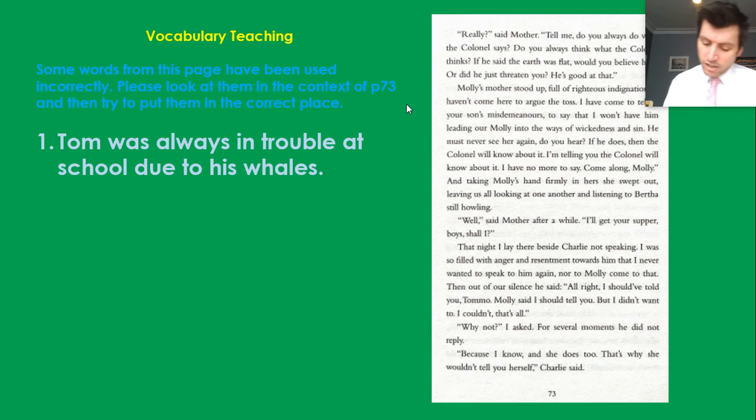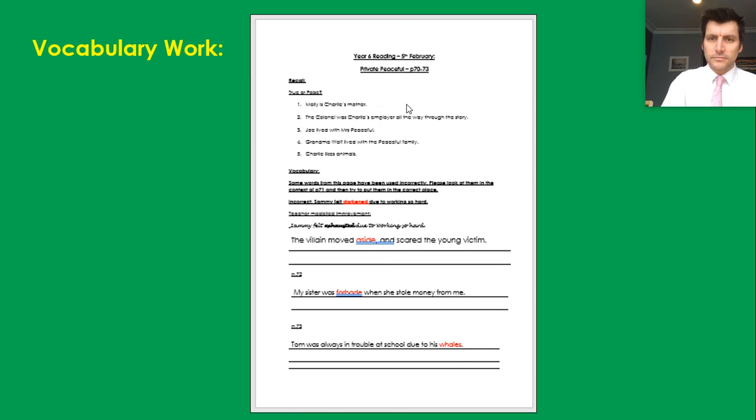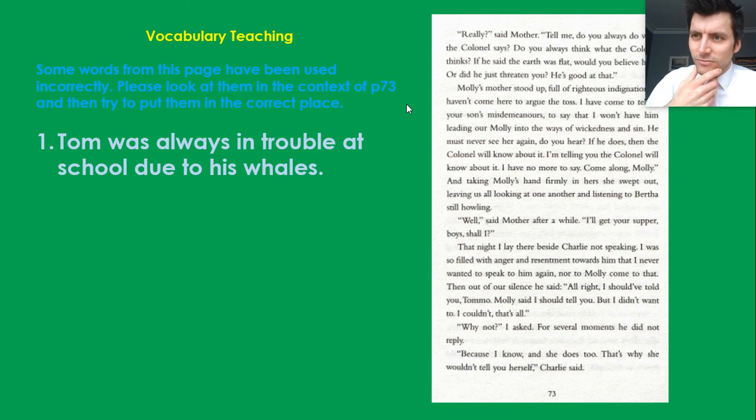That night, I lay there beside Charlie, not speaking. I was so filled with anger and resentment towards him that I never wanted to speak to him again, nor to Molly come to that. Then, out of the silence, he said, All right, I should have told you, Tomo. Molly said I should tell you. I didn't want to. I couldn't, that's all. Why not? I asked. For several moments, he did not reply. Because I know, and she does too. That's why she wouldn't tell you herself, Charlie said. What do you think she knows? What do you think they both know? Have a think about that.